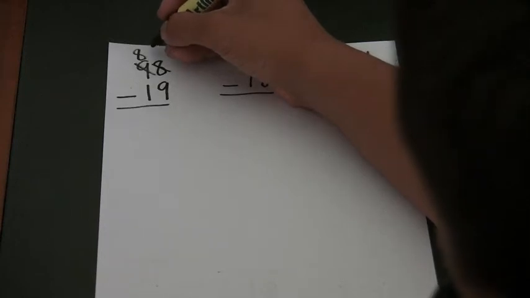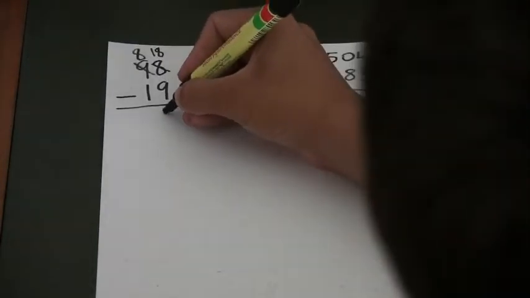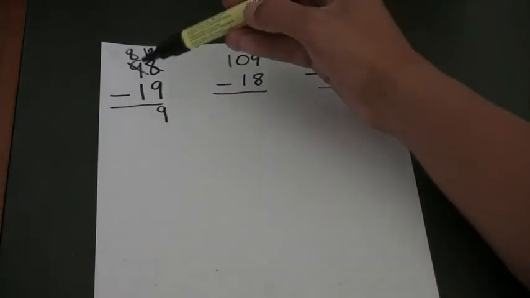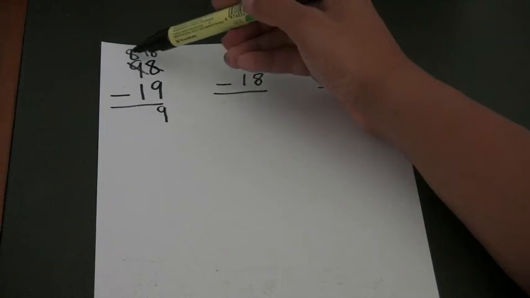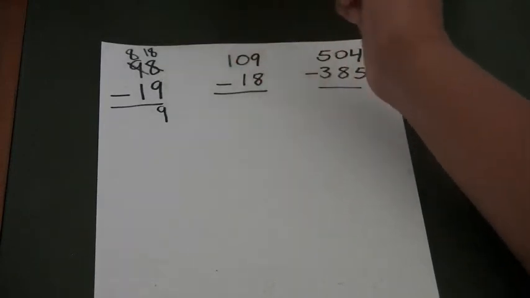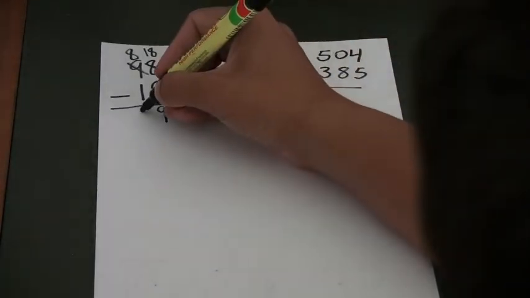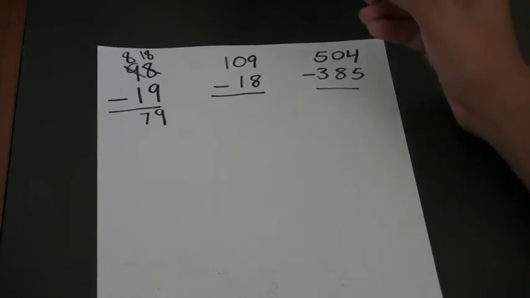Those 10 ones I can now add to my ones column. 8 and another 10 ones gives me 18 ones. Now I can take away 9 from 18. That's going to give me 9. Now I need to move over to my tens. 1 ten from 8 tens gives me 7 tens. My answer is 79. Let's do the next one.